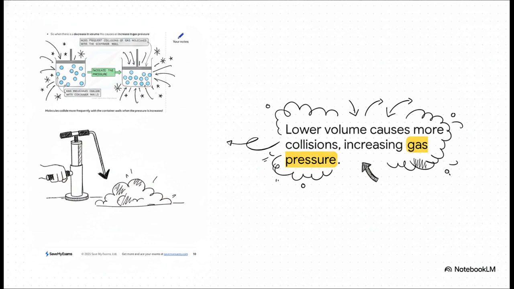Think about pushing down on a standard bicycle pump. If you use a piston to decrease the volume of a container, you essentially trap the exact same amount of fast-moving gas particles in a much smaller space. So as a result, they start colliding far more frequently with the container walls. Every single collision exerts a tiny little force, and collectively, all those tiny hits sharply increase the overall gas pressure.